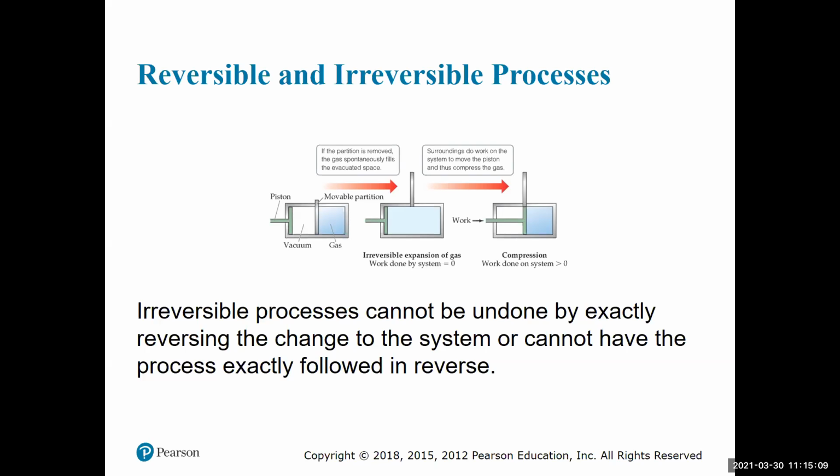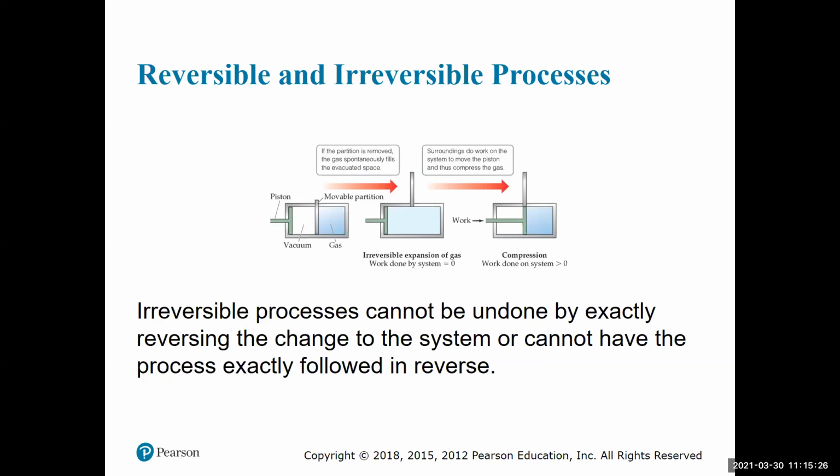And we could wait, and we could wait, and we could wait, and we'd still be waiting forever. It's not going to happen on its own. But just as we said before, irreversible processes just means that they don't happen on their own. It doesn't mean you can't do it.